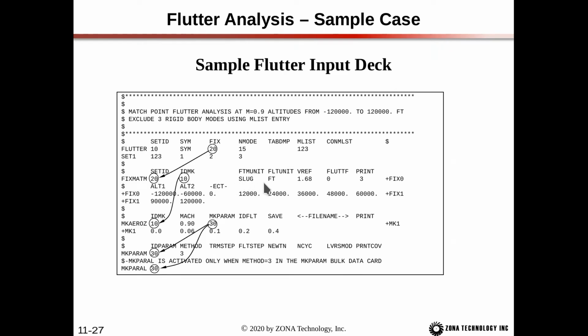So our analysis units are feet and slugs. VREF here is 1.68 so that we can additionally view velocities in feet per second and in knots. And then our list of altitudes is given here. So we're ranging from minus 120,000 to positive 120,000 feet. The MK arrow Z defines our Mach number of 0.9 and our reduced frequencies here of 0, 0.06, 0.1, 0.2, and 0.4.